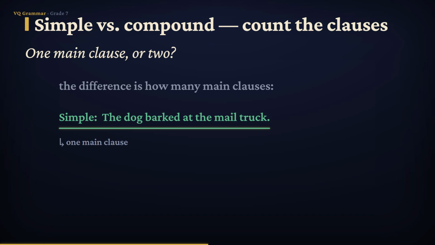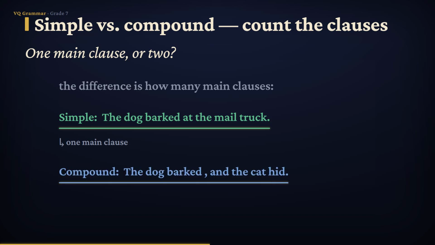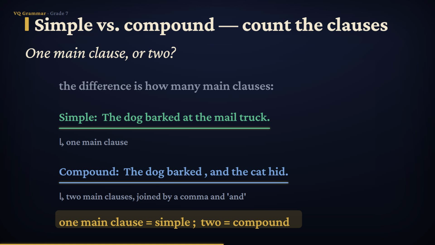Now the compound one. The dog barked and the cat hid. That's two main clauses, joined by a comma and the word and, so it's compound. Same little scene, but one sentence holds a single clause and the other holds two. Count the main clauses and you'll always know which kind you're looking at.